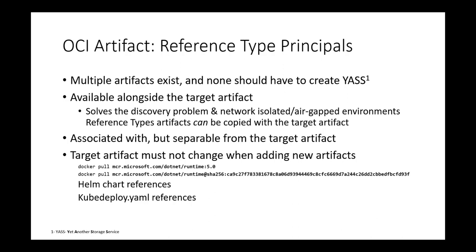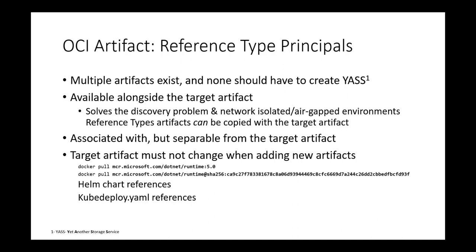We want to make sure they're associated with, but separable. I want to be able to get the SBOM without pulling the image. I want to be able to get the signature for the artifact to validate its integrity. I shouldn't pull the possibly vulnerable image with all this bad runtime on it onto my machine just to find out it's actually not what I wanted.